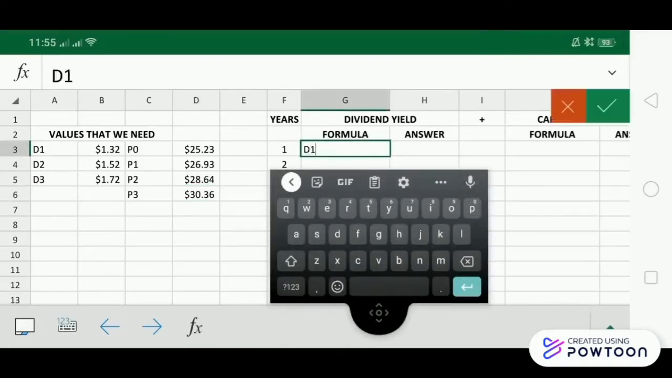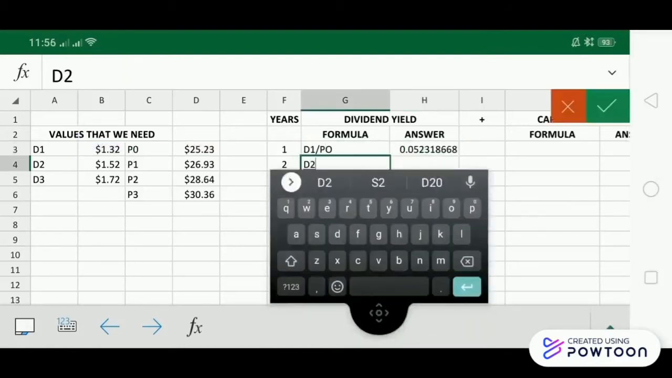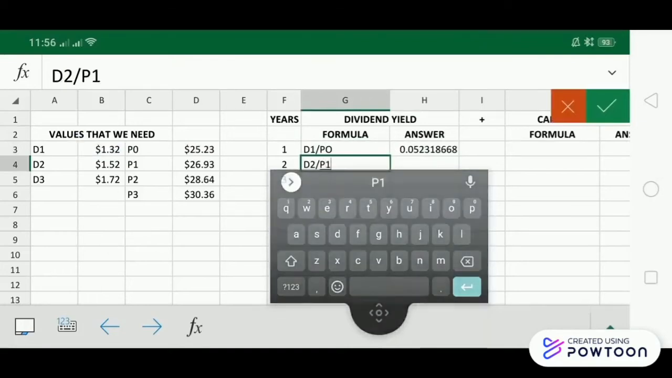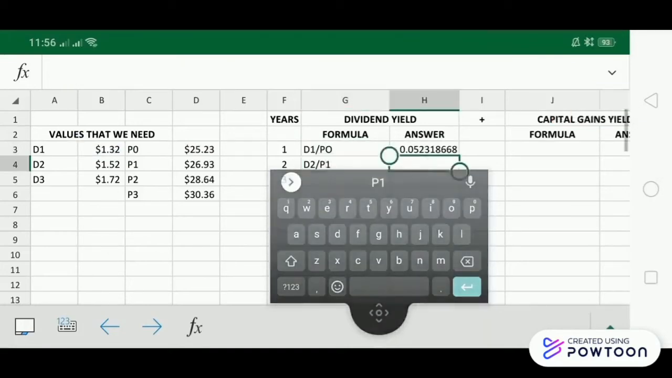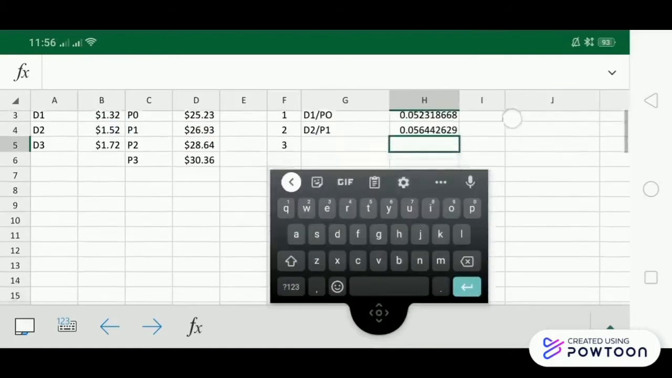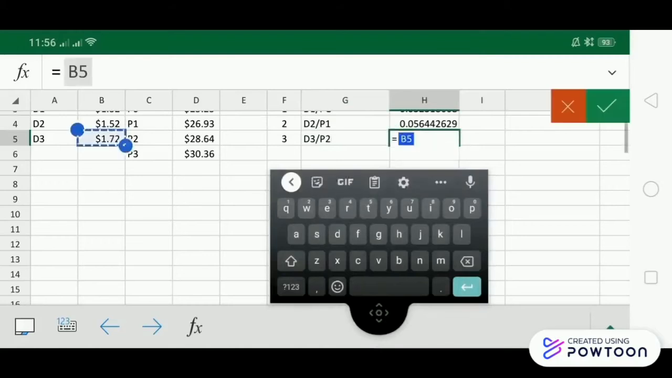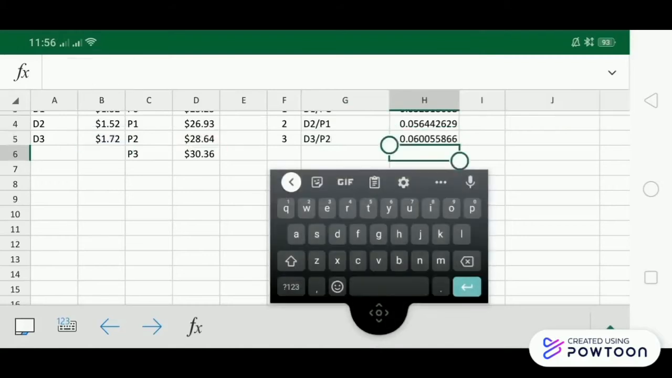Next is, let's compute for the dividend yield per year. For the first year, divide the value of D sub 1 by the value of P hat 0 to get the first year's dividend yield. Next, for the second year, D sub 2's value is divided by the value of P hat 1 to get the dividend yield for the second year. For the third year, the value of D sub 3 is divided by the value of P hat 2 to get the third year's dividend yield.